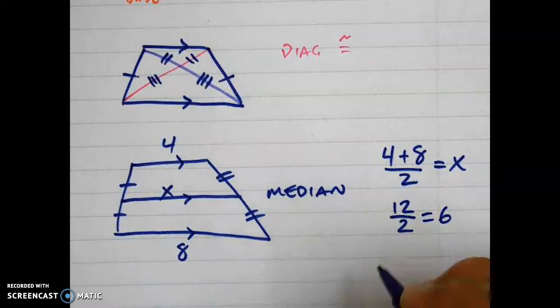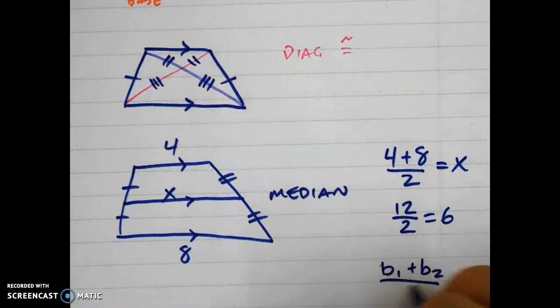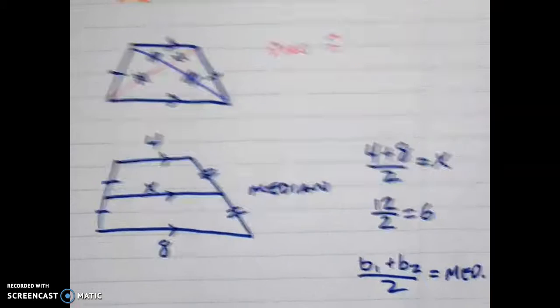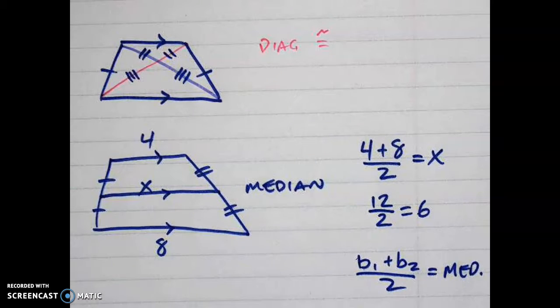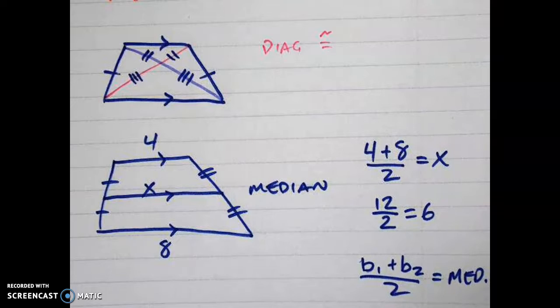If you want to know, the formula is base 1 plus base 2 divided by 2 is equal to the median. Okay? Any questions? Still copying? Okay.